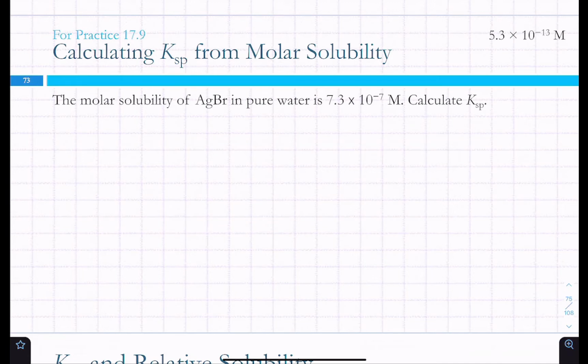Now we're going to flip the script a little bit. We're given now the molar solubility of silver bromide is 7.3 times 10 to the negative 7 molar. Calculate Ksp. So you start this out exactly the same way. We have silver bromide solid. And when it dissolves, we get silver and bromide.